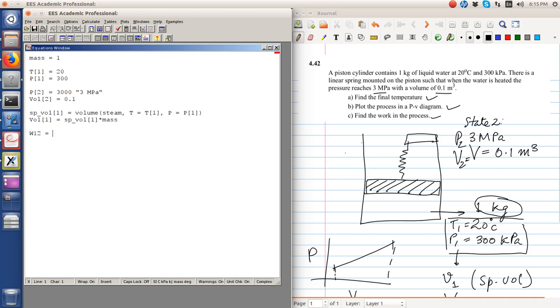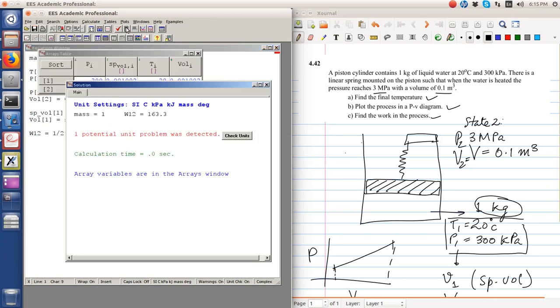So the work done is equal to half times P1 plus P2 multiplied by V2 minus V1. Let's see. The work done is equal to 163 kilojoule.